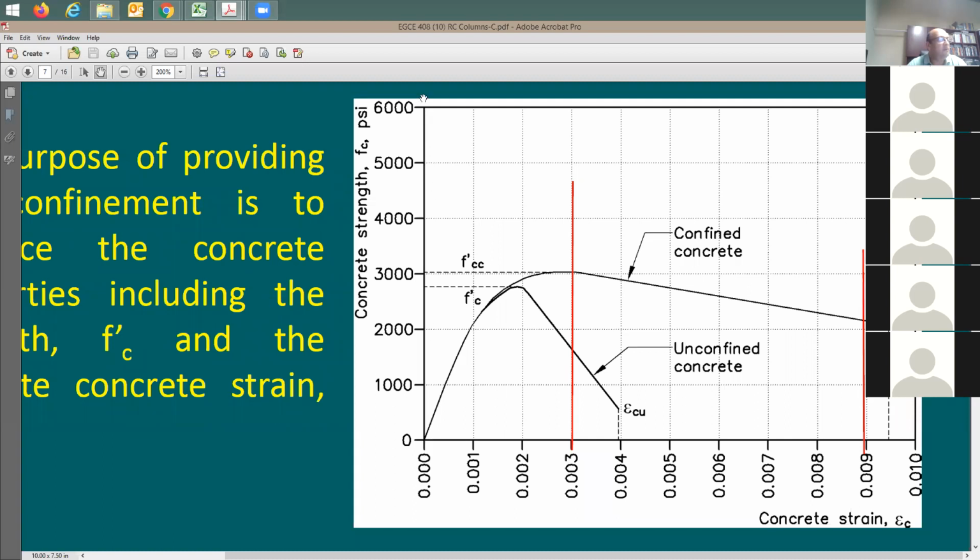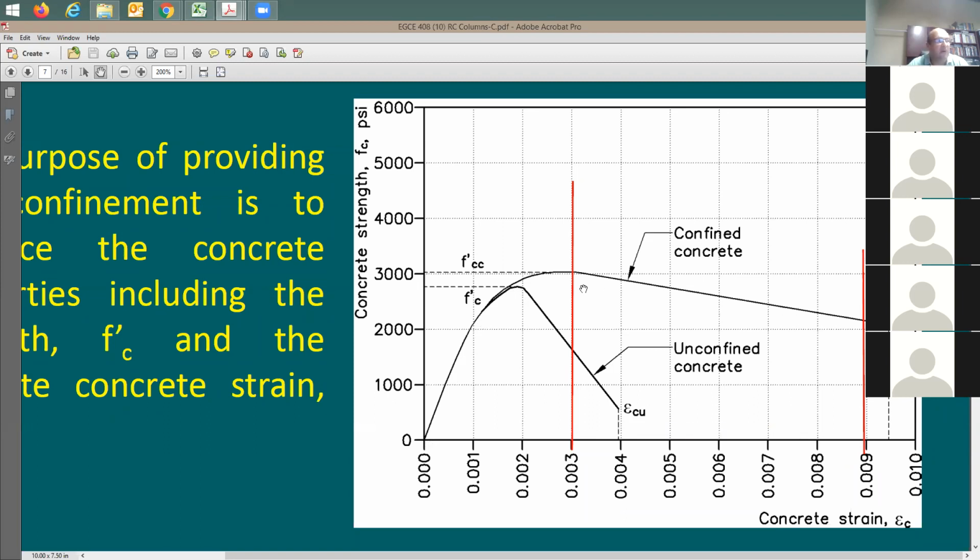Do you know? On the y-axis, strength. How about in the x-axis? What is this called? Concrete strain. Where is the confined versus unconfined? Unconfined means with no confinement, right? This gives you the performance curve. What does performance mean? Performance means you apply some load and this gives you the amount of strain. This is what you're going to see out of it. So we call this the performance.